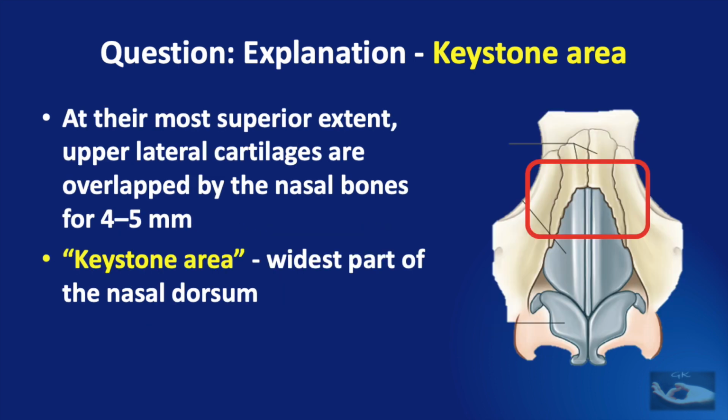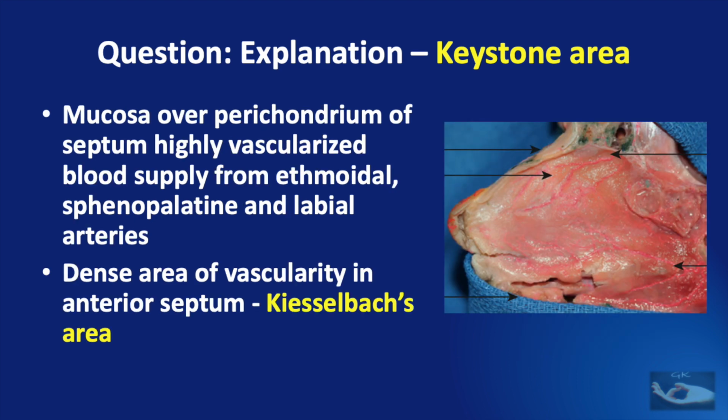At their most superior extent, the upper lateral cartilages are overlapped by nasal bones for about 4 to 5 millimeters. This is known as the keystone area. It is the widest part of the nasal dorsum. The mucosa over the perichondrium of the septum is highly vascularized and receives blood supply from ethmoidal, sphenopalatine and labial arteries. There is a dense area of vascularity in the anterior septum, and this is known as the Kieselbach's area.